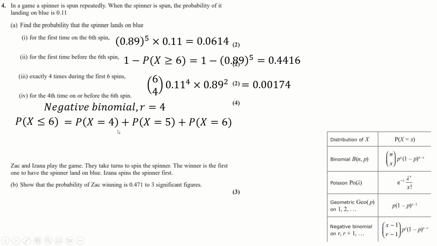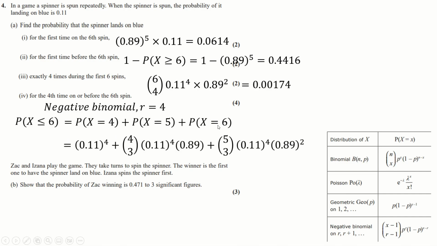I mean, this one's very simple, right? We just need 4 blue spins, so that's just this. This and this, I've just filled in the negative binomial formula. So this is the probability of getting your fourth on the 5th spin, and it's just this, using this formula here, using r is 4 because that's the key number we're looking for, and in this case x is 5, so I've just put 5 in there. In this case x is 6. I'll add all those results together, and I'll get this here.